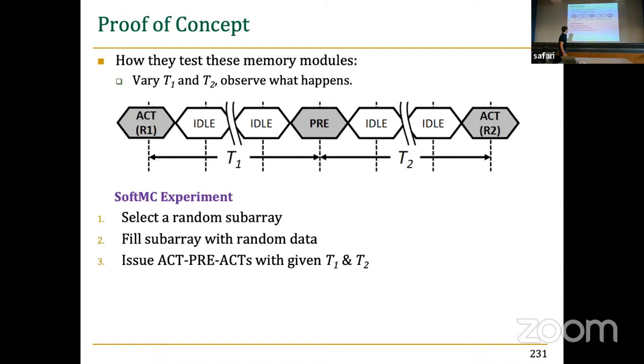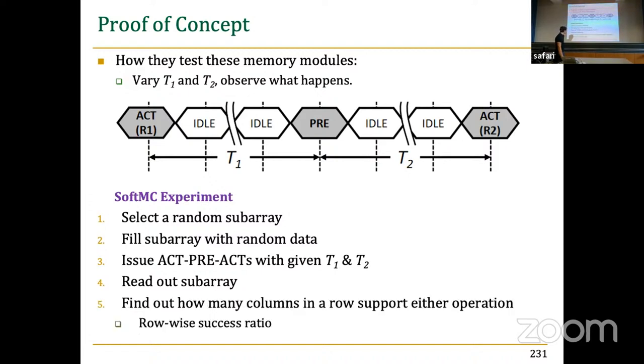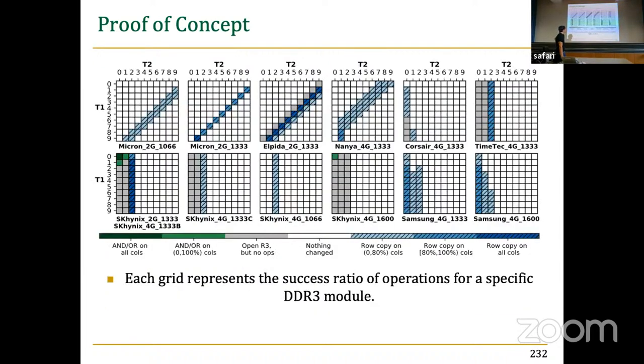This is how they perform the experiments, the proof of concept: selecting a random subarray, filling the subarray with some random data, and then issuing activate, pre-charge, activate with different T1 and T2. They played with these T1 and T2 in number of cycles, because not all DRAM chips behave exactly the same way. Then they read out the subarray and find out where the intended operation was actually done. That's what they did. So there is a success ratio.